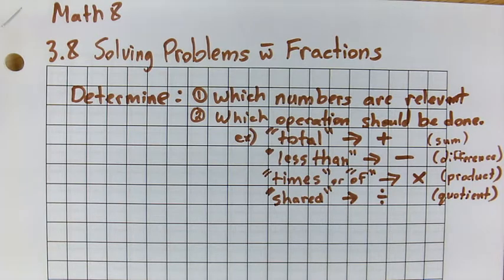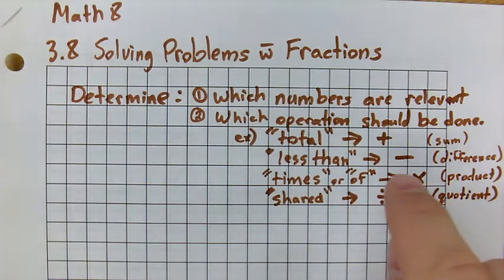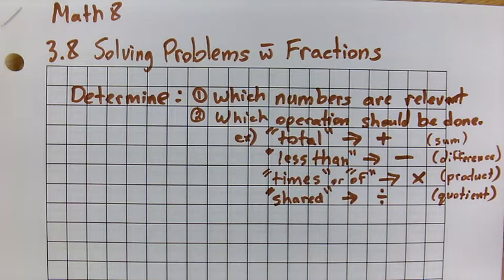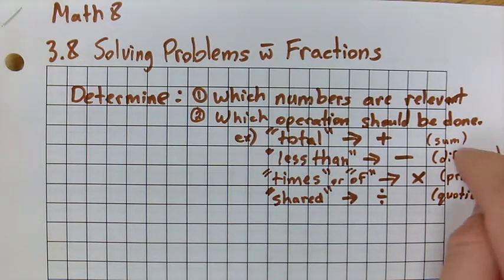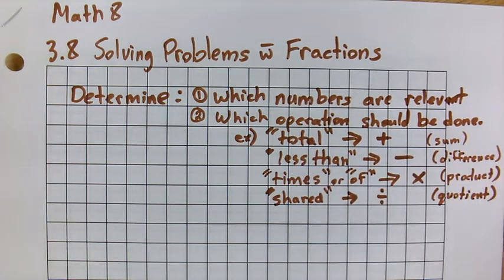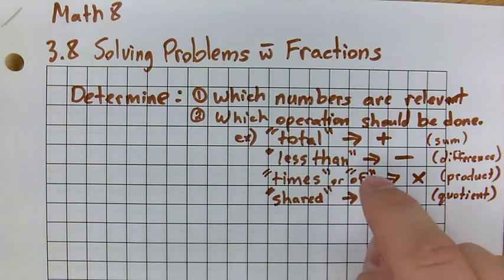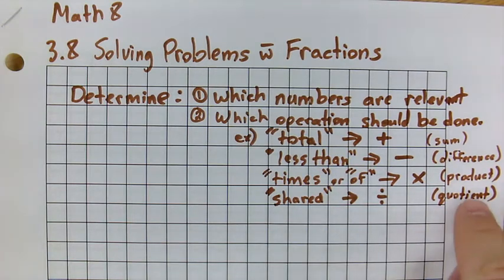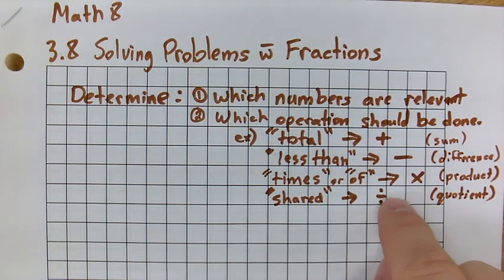There are some ways to help us determine that. If you see words like sum or total or add up to, that means addition. If we see difference or less than, that often means subtraction. If we hear product, or times, or this of that number, that means multiply. And if we hear the word quotient or shared, that will mean divide.